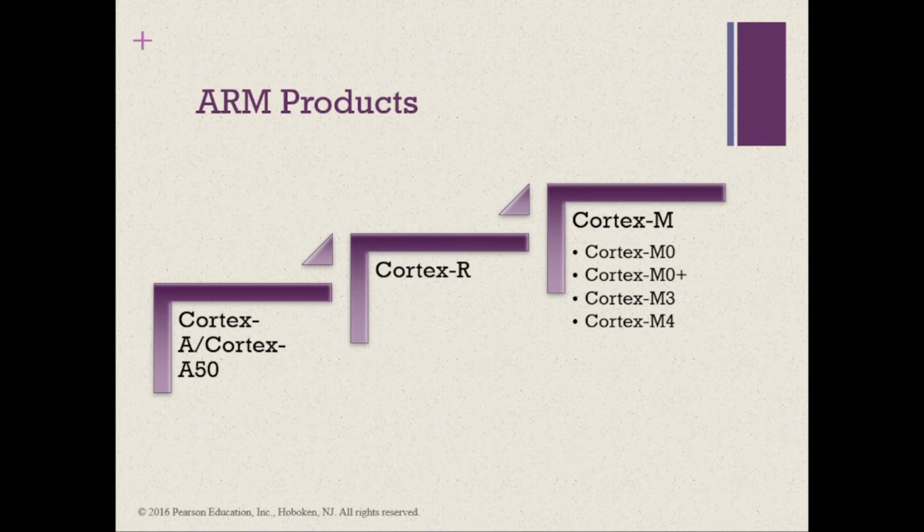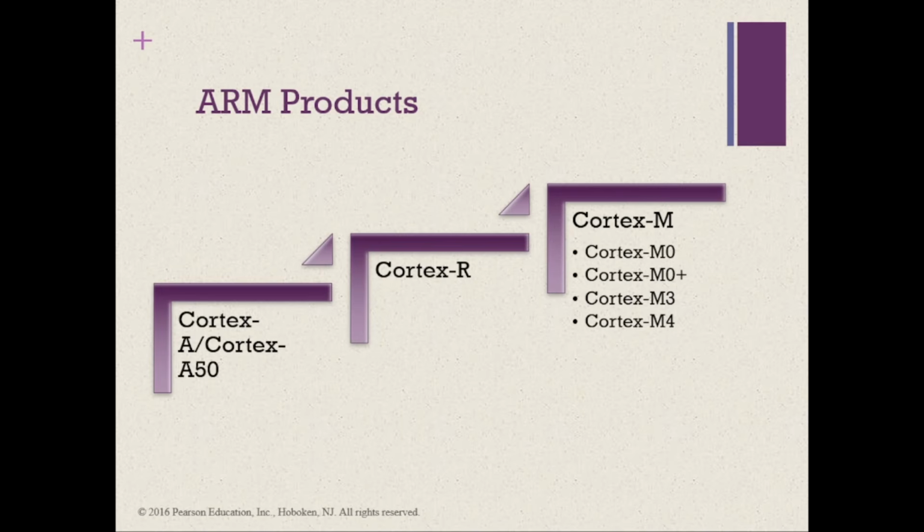First, we have the Cortex-A and Cortex-A50, which are application processors intended for mobile devices such as smartphones and e-book readers, as well as consumer devices such as digital TV and home gateways such as DSL and cable internet modems. These processors run at higher clock frequencies, over 1 gigahertz, and support a memory management unit, or MMU, which is required for full-featured OSs such as Linux, Android, MS Windows, or mobile OSs.